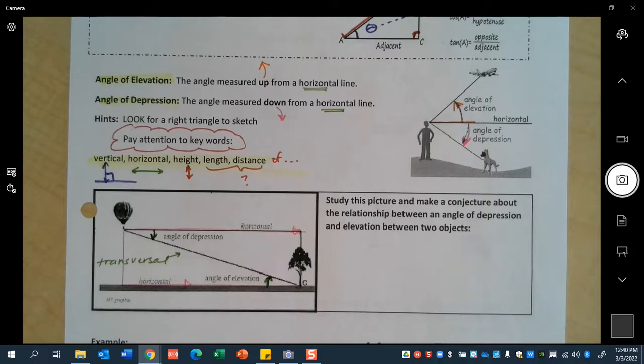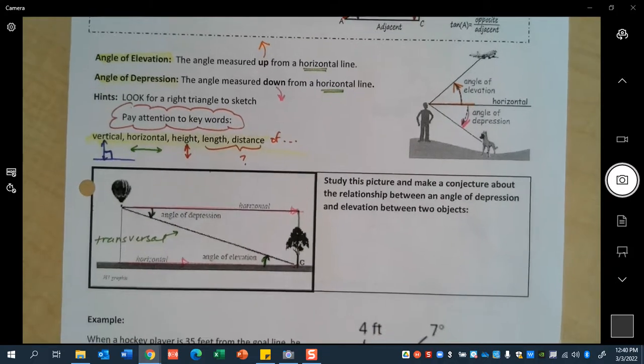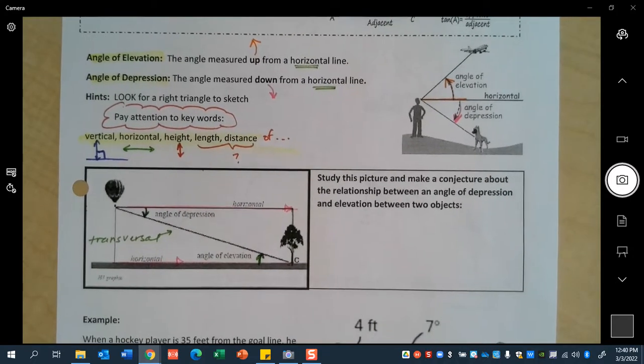So the hardest part about these problems is making sure that you are getting the legs of the right triangle and the hypotenuse assigned and sketched correctly. All right, do me a favor, study this picture and make a conjecture about the relationship between the angle of depression and the angle of elevation between the balloon and the tree. Talk to your group. Your mark is set, go.